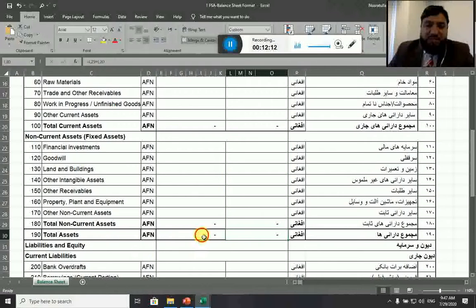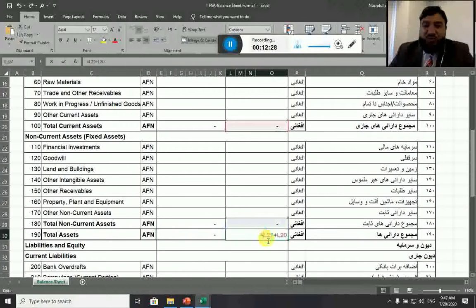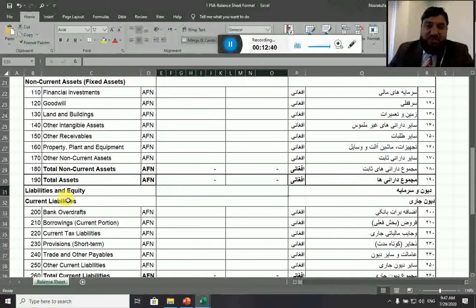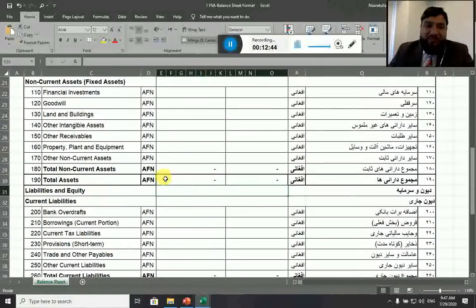Now total assets, how is total assets found out? You see here, total current assets plus total non-current assets is equal to total assets, and same is the case with this one. Now, this is the first portion, the left hand side of the accounting equation. Assets equals liability plus equity.